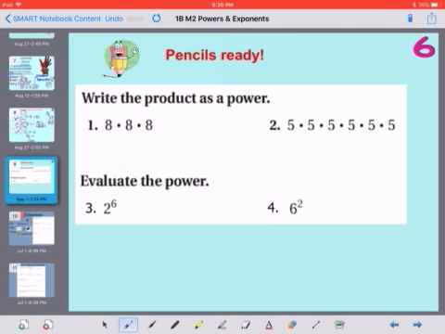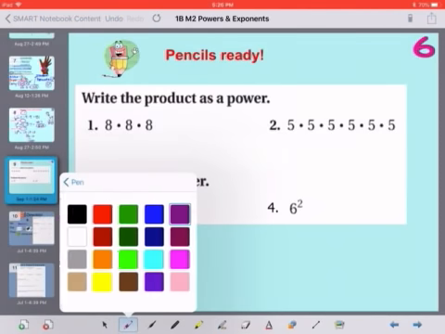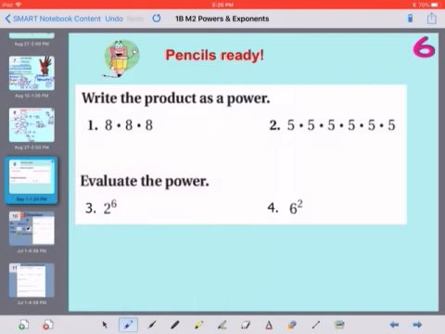Last page. This is our pencils ready. I would like you to try these 4 on your own. And then when you're ready, click play to see if you got them right.